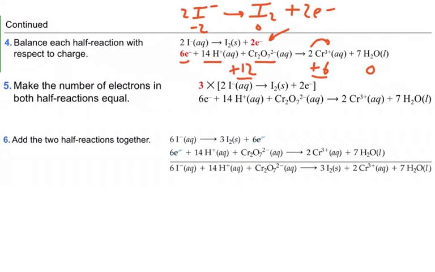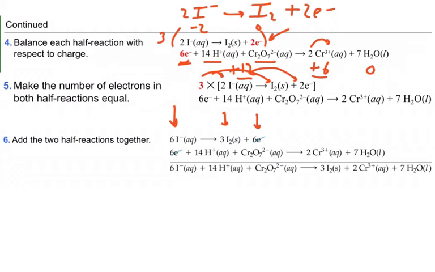Now notice the electron numbers aren't the same, so that's where step 5 comes in. In step 5, what we're going to do is multiply the first equation by 3 because you want the electron number to be 6 on both sides. So when you multiply by 3, that means you're going to distribute the 3 to everything in that equation like you see here, and you get 6 iodides, 3 iodine, the diatomic form, and you get 2 times 3 is 6 electrons. Now they both have 6 electrons.